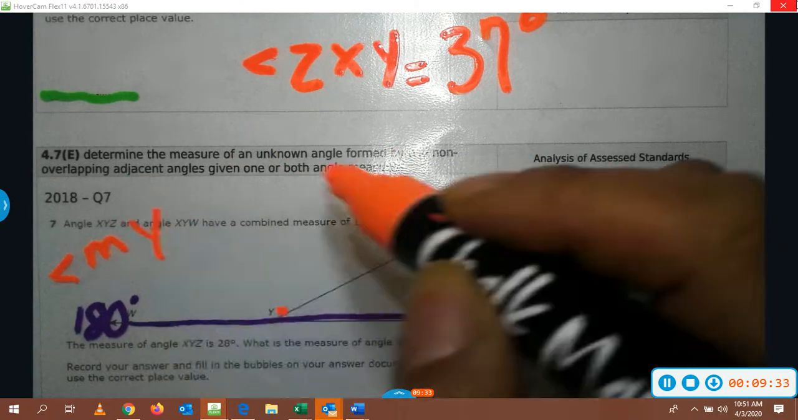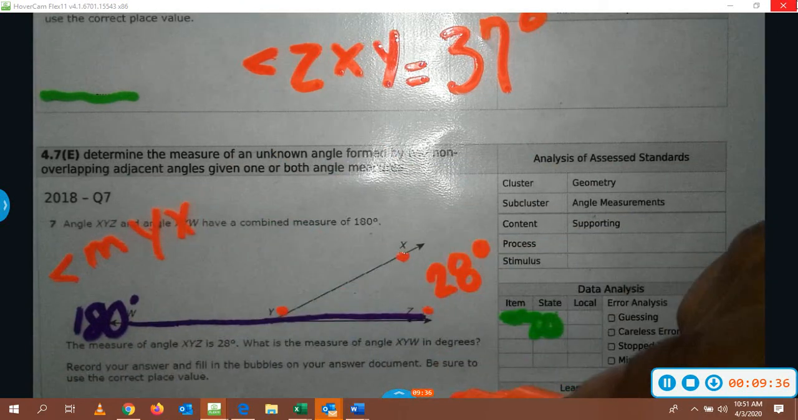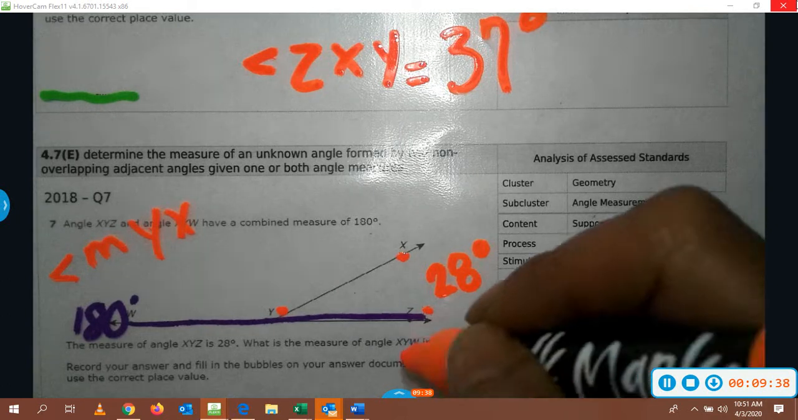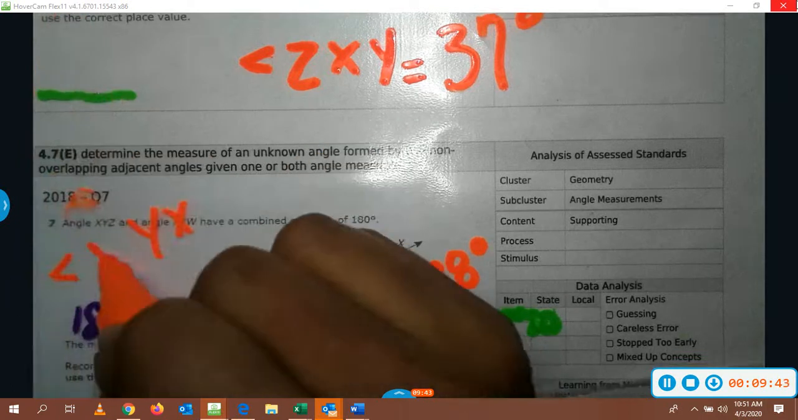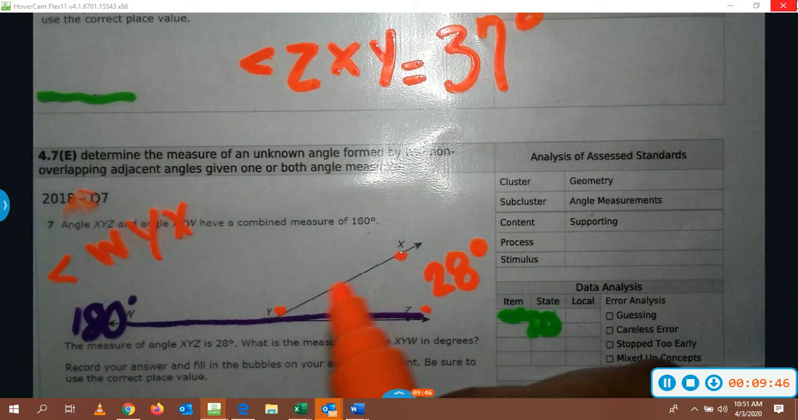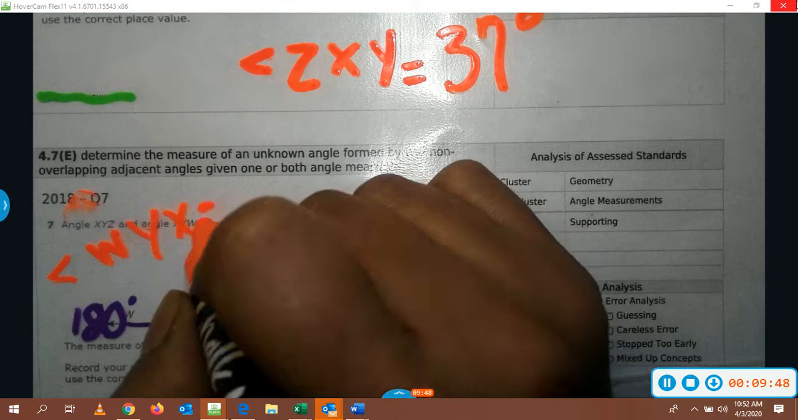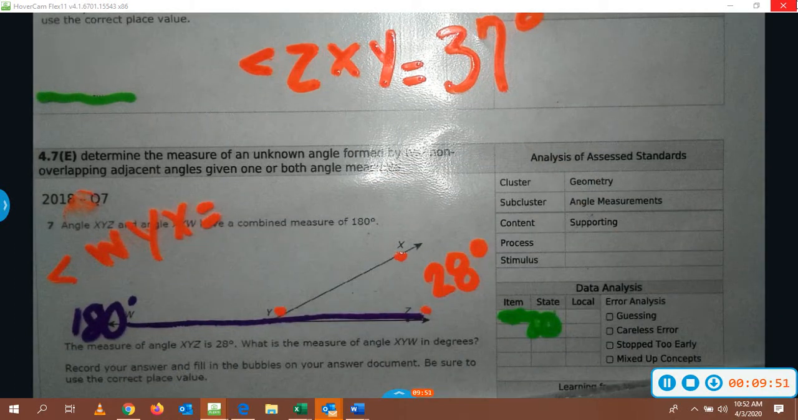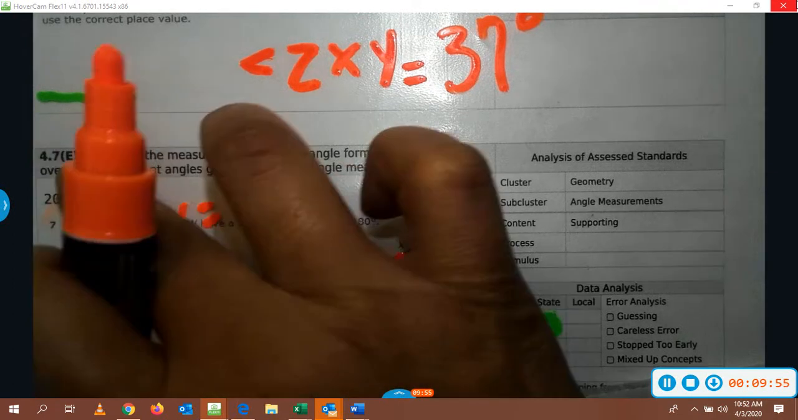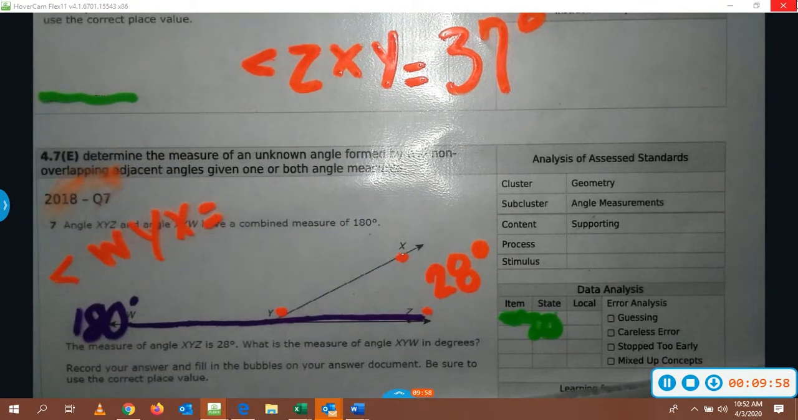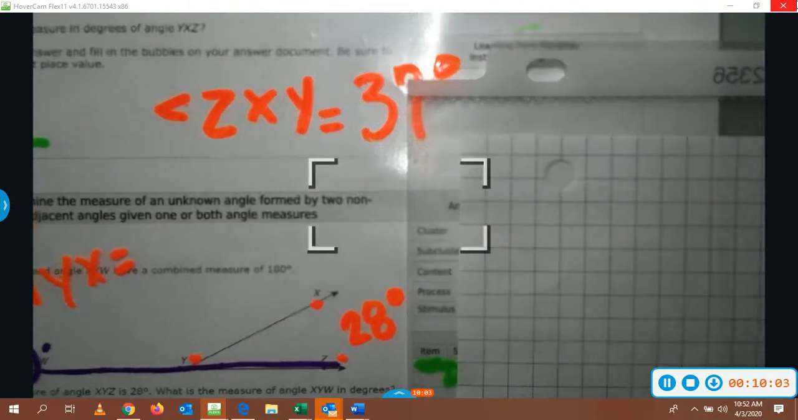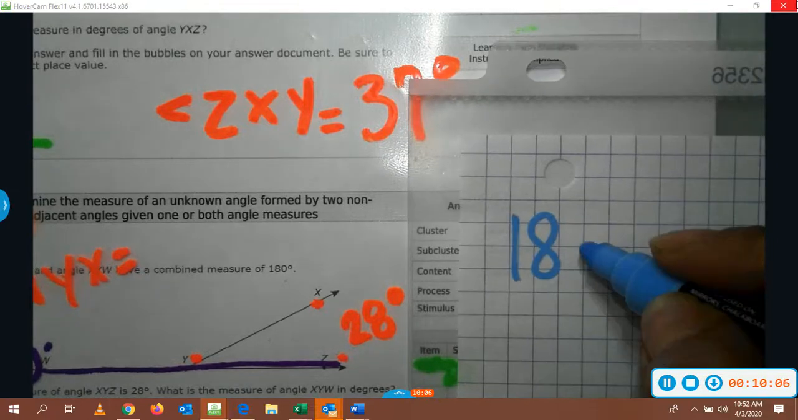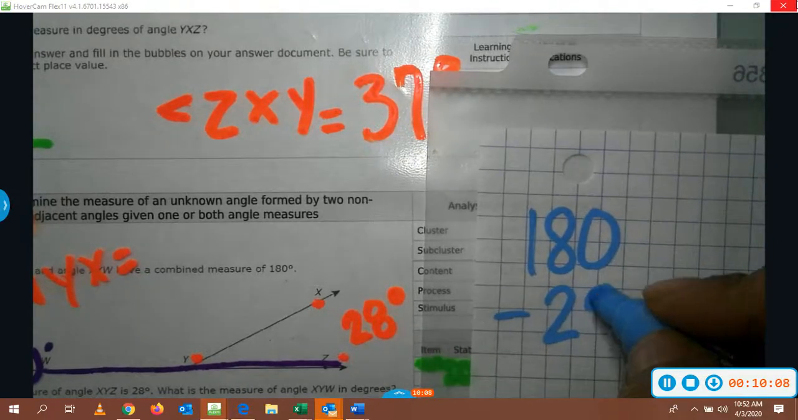the measurement of angle XYW, equals what? What can we do? What is our process? We're going to subtract. Subtract what? 28 from 180 is correct.